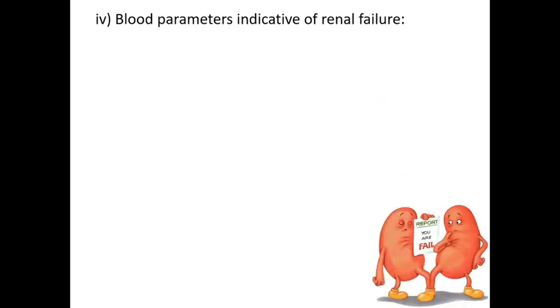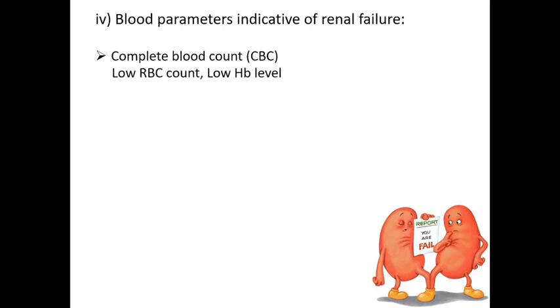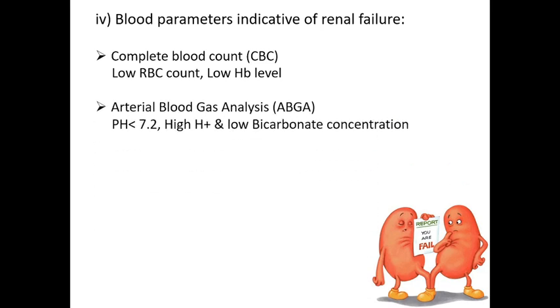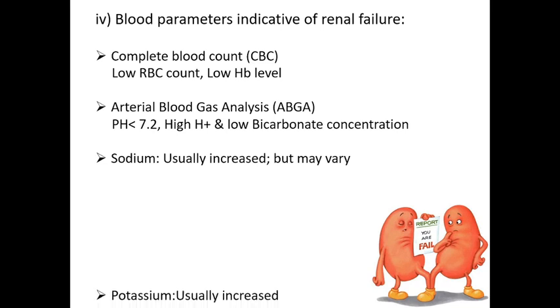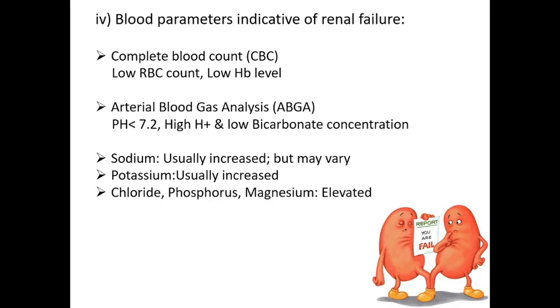Right. So there are certain blood parameters that are suggestive of renal failure. What are they? Complete blood count will show low red blood cells and low hemoglobin. Arterial blood gas analysis will show acidic pH, with high hydrogen ions and low bicarbonates. Then sodium will be increased, but sometimes it may vary. Potassium, chlorides, phosphorus, magnesium, all these electrolytes will be elevated.